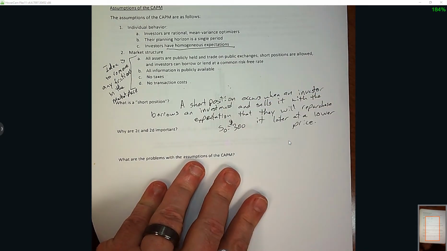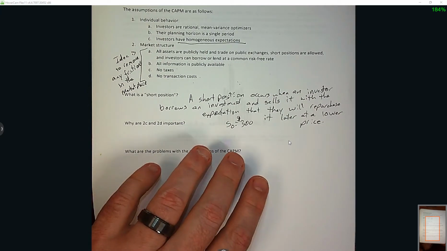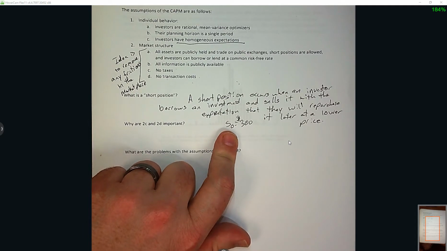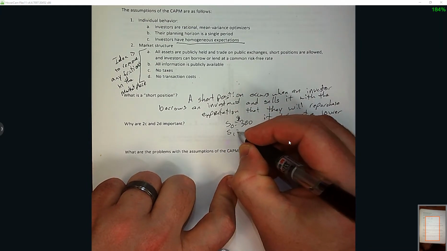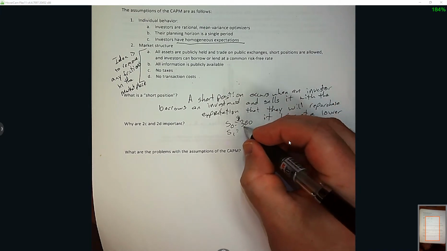So I'm going to borrow that share of stock from another investor, and they don't know that this is happening. The broker's doing it for me, and I'm going to sell that stock for $300. My goal then is for the stock price to fall. So at some time in the future, at time 1, let's say that stock price falls to $250.